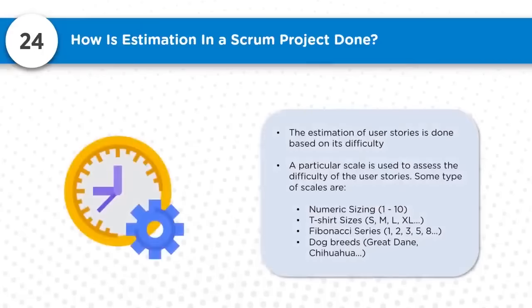Question 24: how is estimation in a Scrum project done? The estimation of user stories is done based on difficulty, using a particular scale to assess the difficulty of user stories. So you have to analyze how difficult or easy it is. Some of the scales used are numeric sizing from 1 to 10, t-shirt sizing like S, M, L, XL, the Fibonacci series, or dog breeds based on their value. Many such approaches are taken.